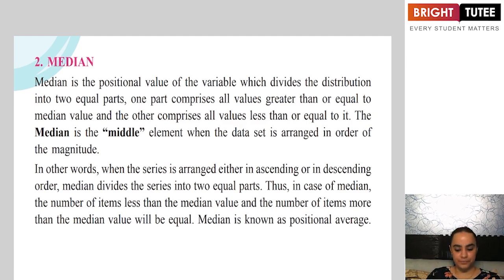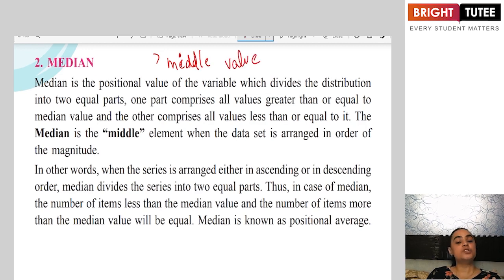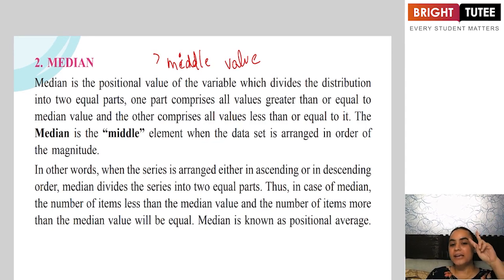Now comes median. In the simplest of languages, median is the middle value. It is that value which divides the entire distribution into equal parts. So median is the middle element, and for calculating the middle element, it is very important to arrange your series. The series which is given to you should be arranged either in ascending or descending order, so that you can get the value which is dividing your series into equal halves.